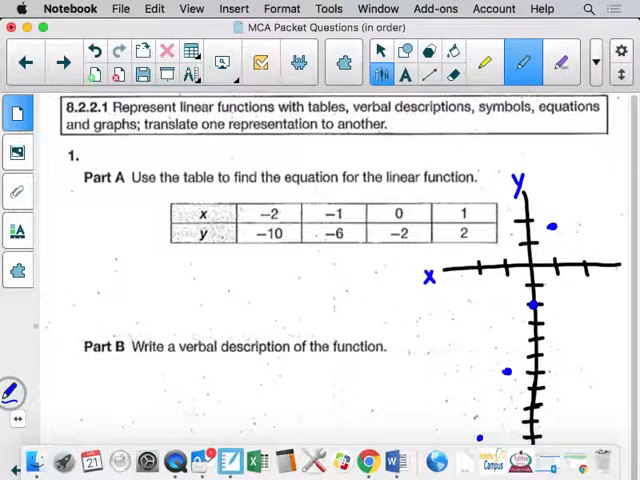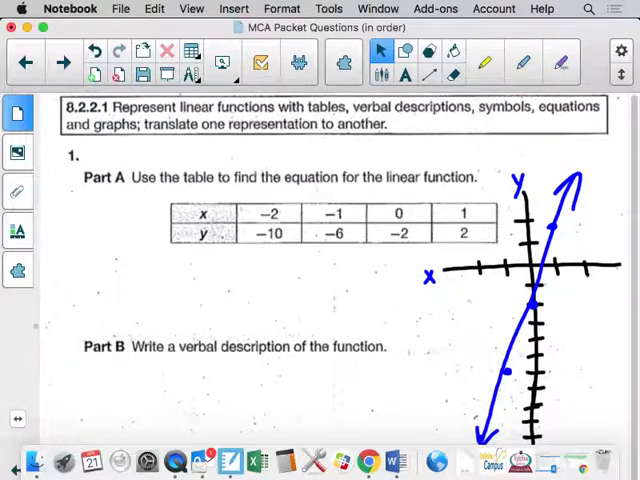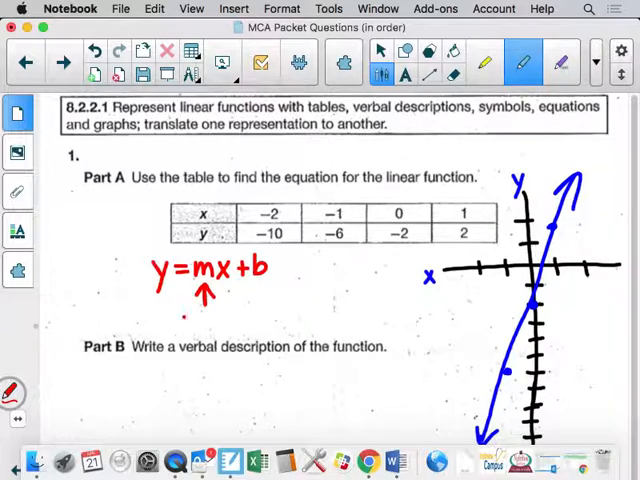So if I connect these points to make my line, it looks about like this. Now, from my line, the two things that I need for my equation are the slope and y-intercept. The slope of the line will go in front of the letter x in my equation, and the y-intercept will go after it, slope-intercept form. So my y-intercept is right here at -2.